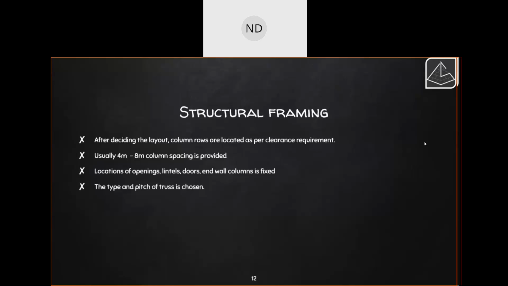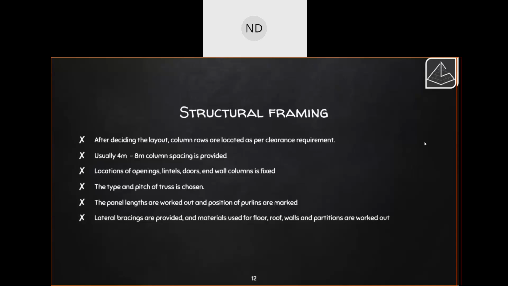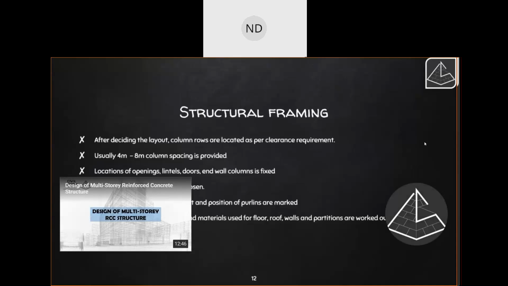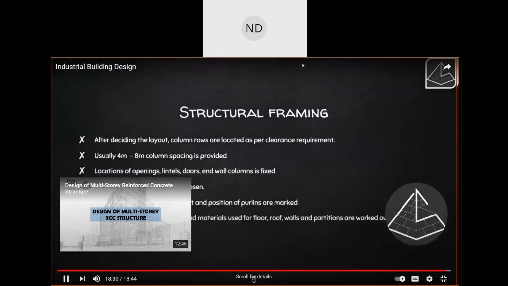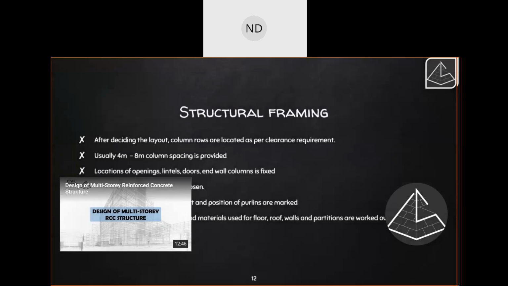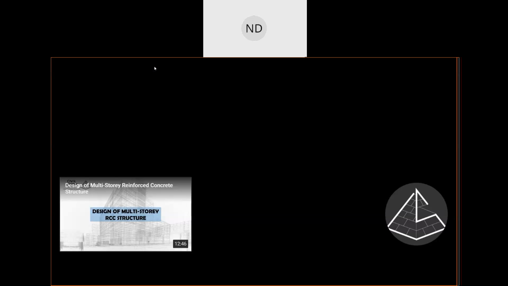The type and pitch of truss is chosen. The panel lengths are worked out, and position of purlins are marked. Lateral bracings are provided, and details of door, roof, walls, and partitions are then worked out. So all these are the various steps to go through while you are designing the industrial building.